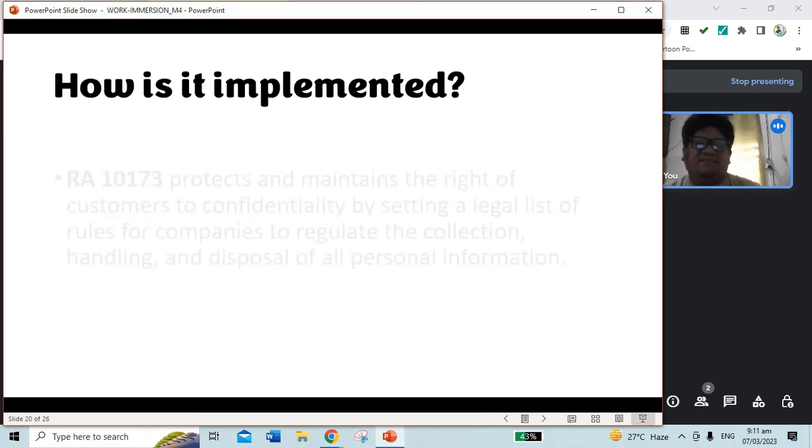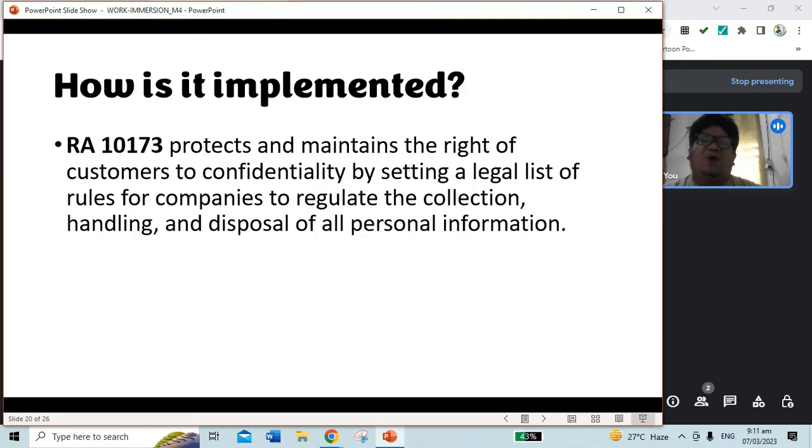Paano ito na-implement? How is it implemented? RA 10173 protects and maintains the right of customers to confidentiality by setting a legal list of rules for companies to regulate the collection, handling, and disposal of all personal information. So, sa data privacy, dapat hindi mo pinagsasabi lahat ng mga personal information ng customer mo, maging sa'yo. Hindi dapat mo inilalaglag yan. Kaya nga, I always tell all my students na, huwag kayo magpo-post ng mga sarili ninyong information sa social media like Facebook. Okay?